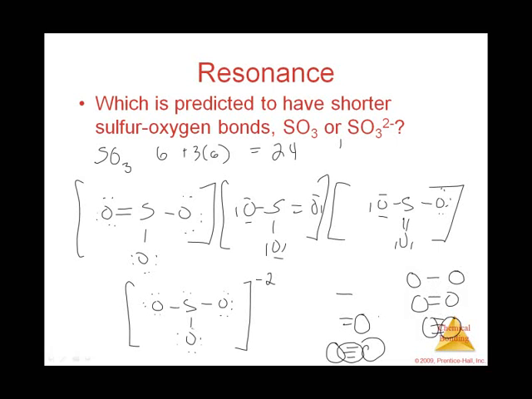So here I have all single bonds. Here I have singles and doubles. So remember, these three bonds are really sort of an amalgam of the three. So the bond length is going to be a little longer than the single bond, but a little shorter than the double bond. So the shortest bond length is going to be my SO3, because I have no multiple bonds here.